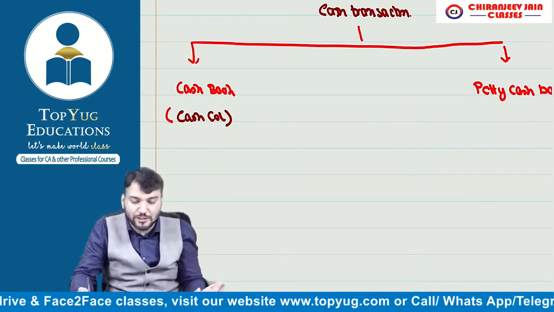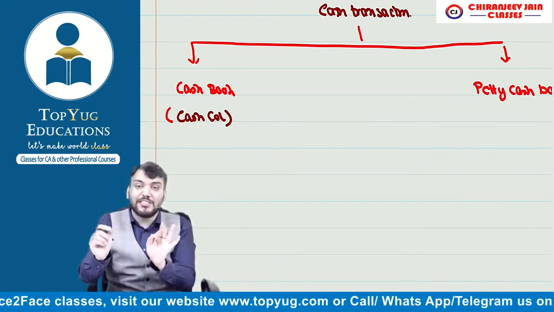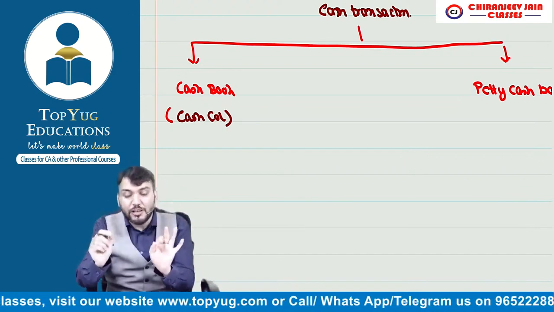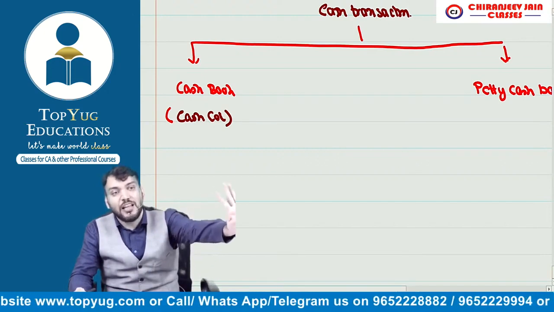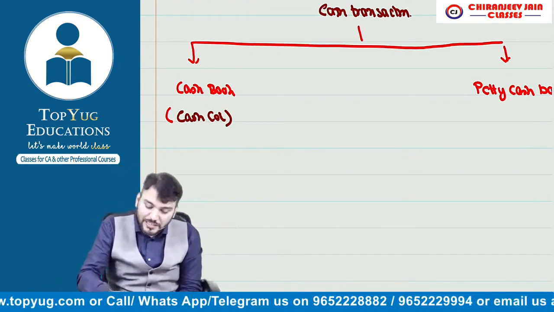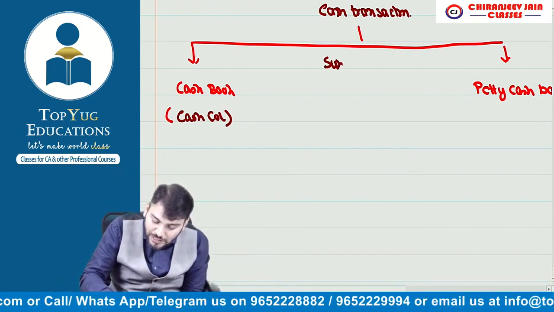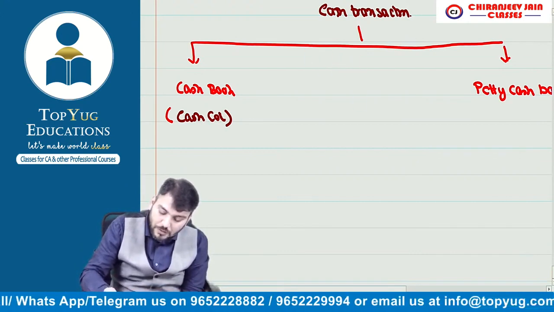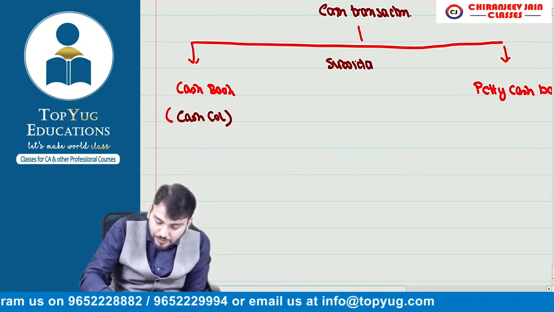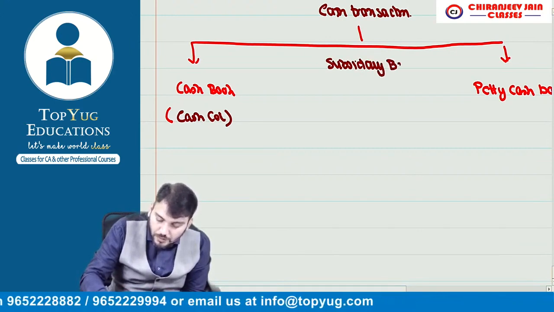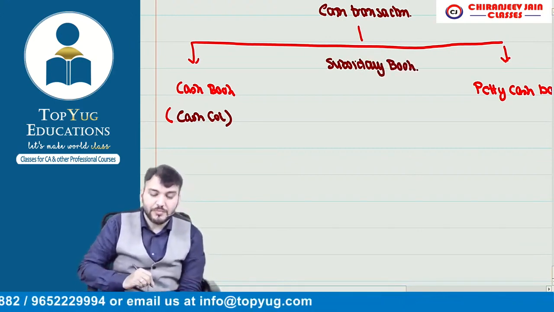Are you able to understand what I am saying? Means right now we are discussing only cash transactions. We are not discussing bank transactions. For bank transactions, what do we always have? Cash book. And can I say both are subsidiary books? Both are subsidiary books. Correct?